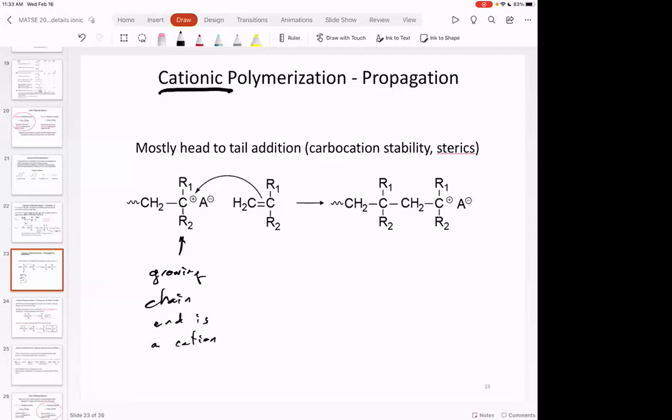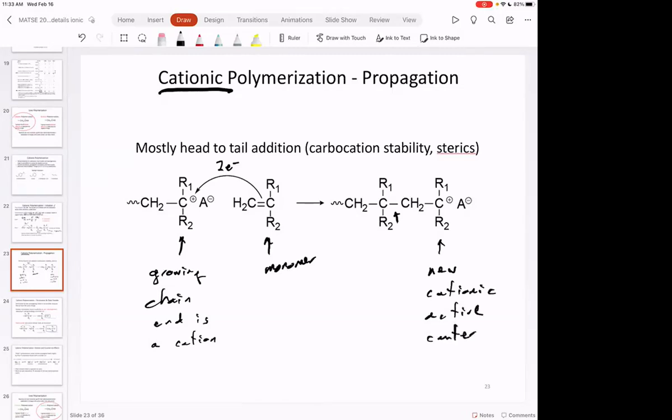Just like the growing chain end for free radical polymerization was radical. Easy nomenclature there. And so in order to make a covalent bond with that carbon, in order to add the next monomer, you notice you have to push 2 electrons again in order to form that new covalent bond. You've taken 2 electrons away from carbon, and so all of a sudden you have a new cationic active center.